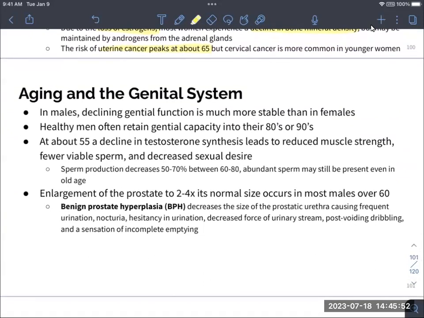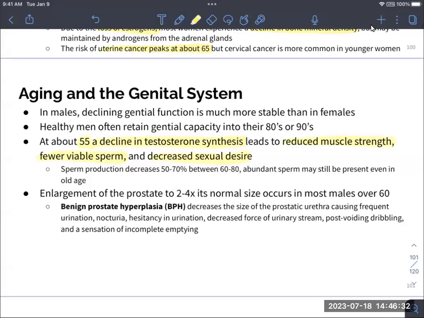In males, the decline in the genital function is a lot more stable. Males can retain their genital capacity into their 80s or 90s. But at about 55, there starts to be a decline in testosterone being made, which starts to lead to reduced muscle strength. There are fewer and fewer viable sperm, which causes a decrease in sexual desire.